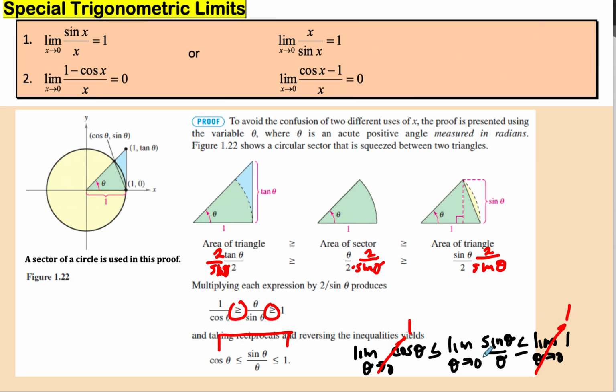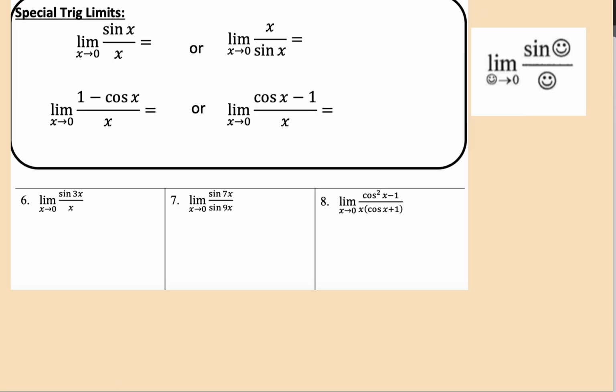So this limit that I showed you on the calculator, but now I'm proving with a proof, is equal to 1. All right, so I didn't prove this one. This one is 0. And this one is 1, and the reciprocal will be 1. And then this one is going to be 0 as well.